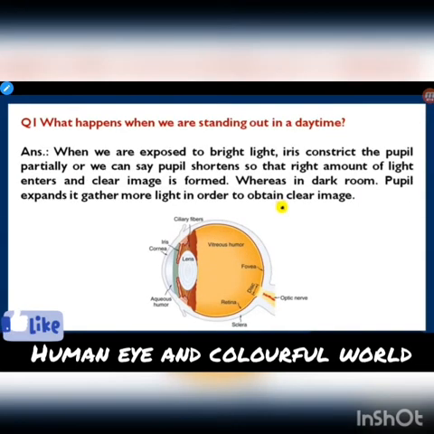Now let us answer certain questions. What happens when we are standing out in the daytime? When we are exposed to bright light, your iris constricts the pupil partially, or we can say the pupil shortens, so that the right amount of light enters and a clear image is formed. Whereas in a dark room, the pupil expands and it gathers more light in order to obtain a clear image.